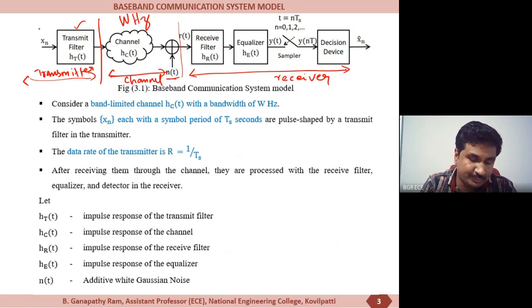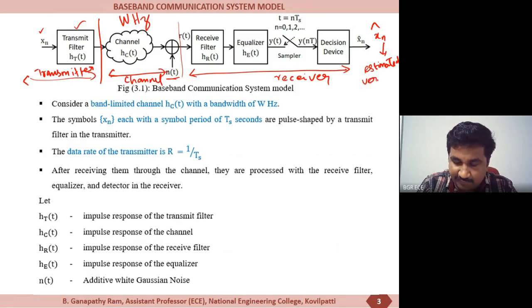If we assume x of n is the transmitted symbol, then at the end of the receiver, that transmitted symbol is estimated. That's why x n cap is represented. This is the estimated version of the transmitted symbol x n.